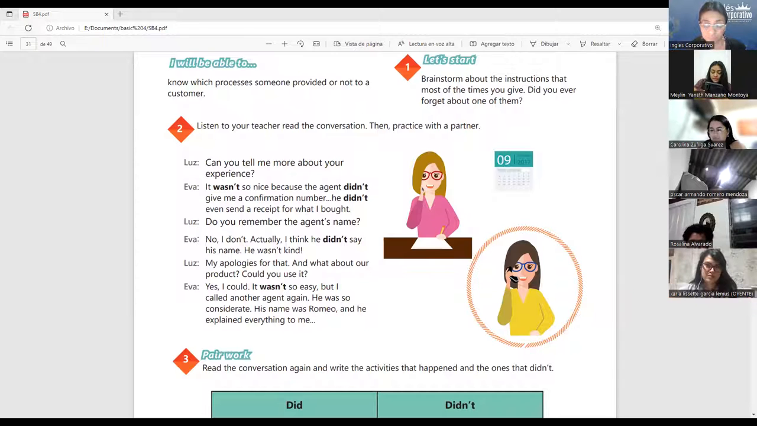Can you tell me more about your experience? It wasn't so nice because the agent didn't give me a confirmation number. He didn't even send a receipt for what I bought. Do you remember the agent's name? No, I don't. Actually, I think he didn't say his name. He wasn't kind. I apologize for that. What about our product? Could you use it? Yes, I could. It wasn't so easy, but I called another agent again. He was so considerate. His name was Romeo, and he explained everything to me.